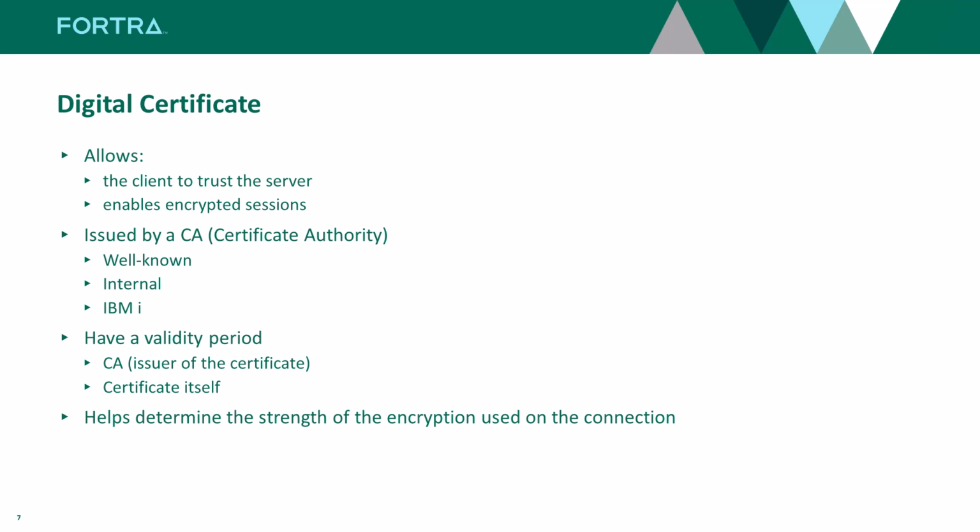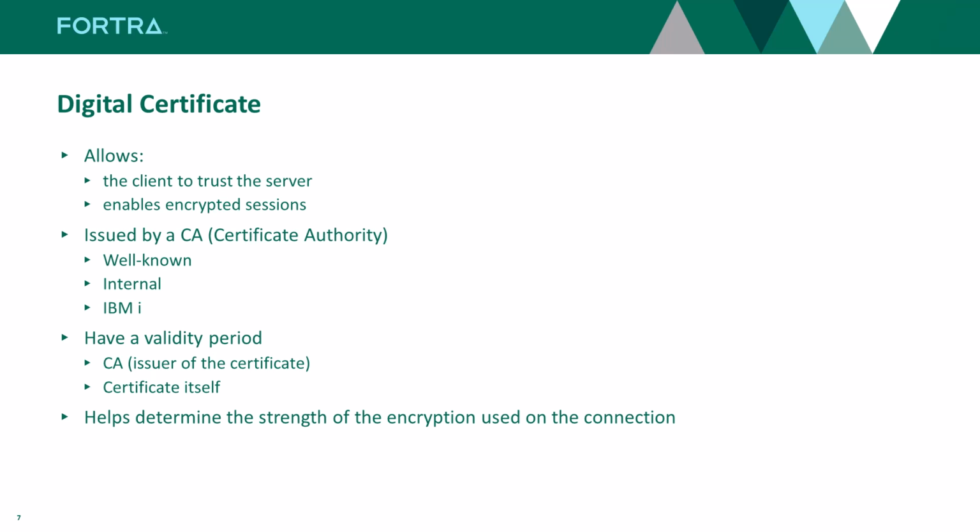A digital certificate plays a huge part in this encryption process. It allows the client to trust the server based on who issues it, and it also facilitates that encrypted session. A digital certificate issued by a certificate authority often is referred to as simply a CA. There are three main types of CAs.